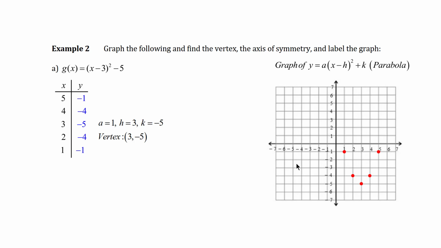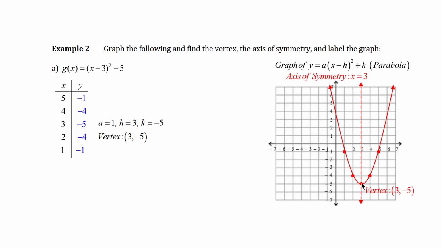So now let's go ahead and plot our points. We have 5, negative 1 here, 4, negative 4 here, 3, negative 5 here, 2, negative 4 here, and 1, negative 1 here. Next, we go ahead and draw the curve through our points, and now we have the graph of G.